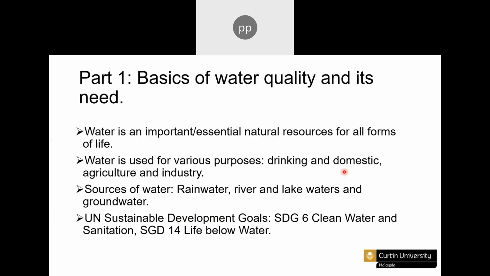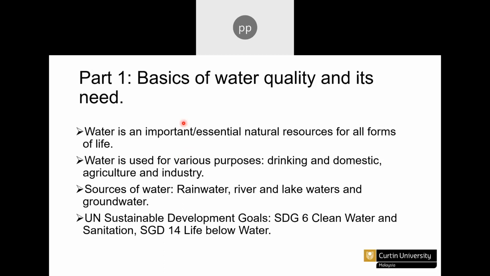Okay, so let's start with part one regarding the basics. The basics of water quality and its need. I hope everyone is aware that water is an important and essential natural resource for all forms of life on our earth, right? A very good example is that in our daily life, water plays a very important role. This water is used for various purposes, but the majority of it is used for drinking and domestic use, agriculture and industry. So these are the various areas where water can be used effectively.